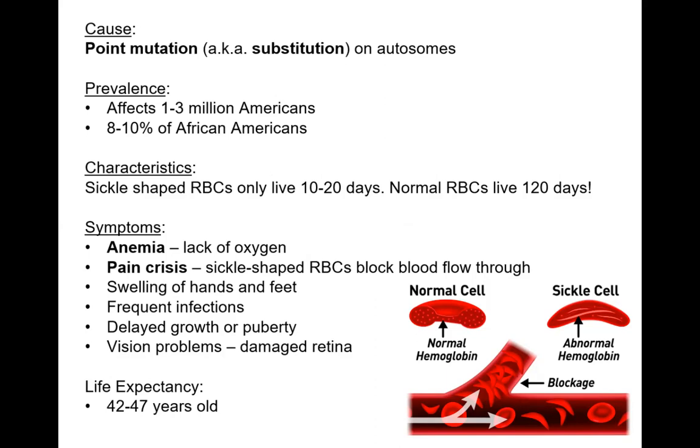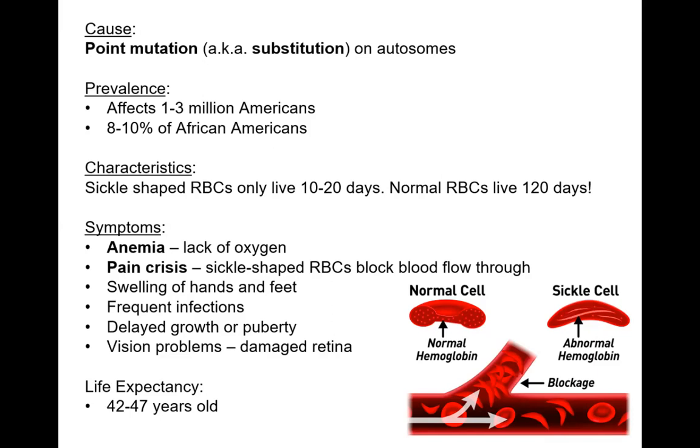And because of that one single change, and what I'm referring to are the alphabets that you're probably familiar with, the nitrogen bases, adenine, cytosine, guanine, and thymine, A, C, T, and G, it's one of these bases that is changed, which results in the sickle cell trait. This particular condition affects a lot of people. Approximately 1 to 3 million Americans have it. Of those, 8 to 10% of them are African Americans.